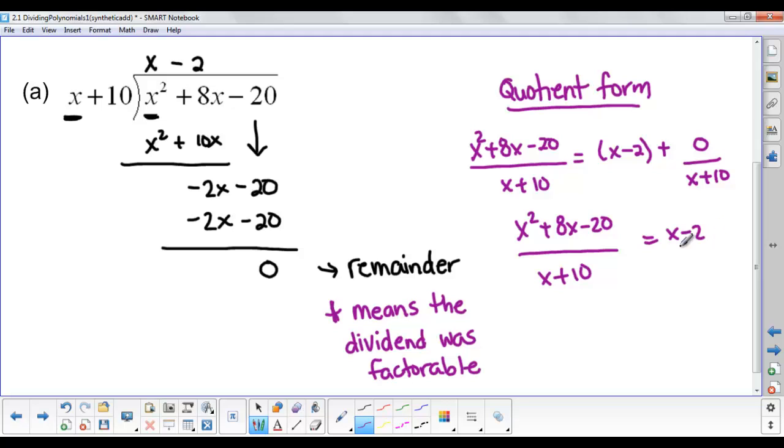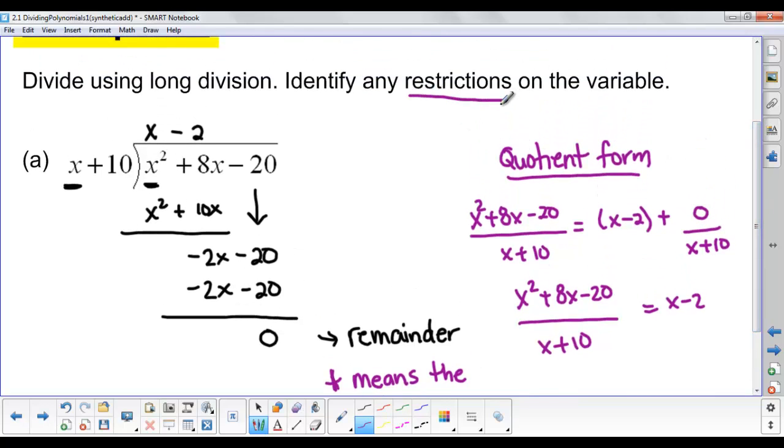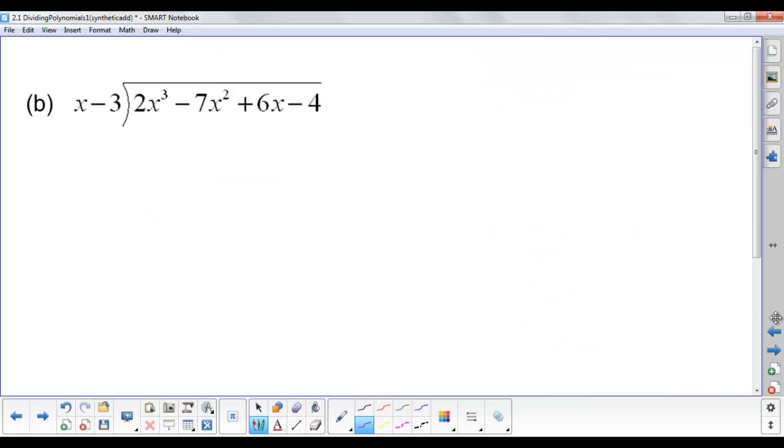Now, before we move on, we need to talk about the restrictions on the variable. Remember, you can't do any kind of division by 0. So if I am dividing by x plus 10, the restrictions tell me that my divisor cannot be 0 because I cannot do any division by 0. And that tells me that x cannot be equal to negative 10. So those are our restrictions. Okay, let's try again with another polynomial.